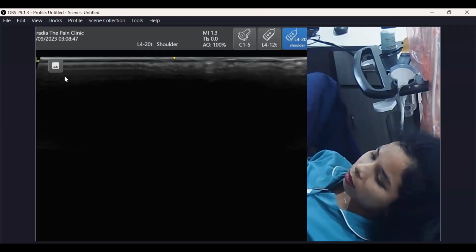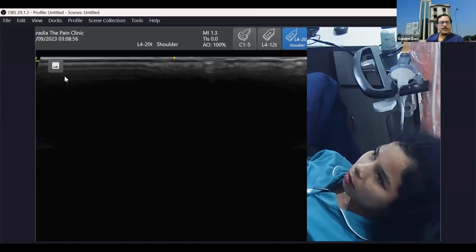Sir, another question. What's the difference between Gasserian block and sphenopalatine block? It is completely different. Gasserian ganglion block is done through the foramen ovale, and sphenopalatine ganglion block is whatever I have shown for the maxillary, almost similar.